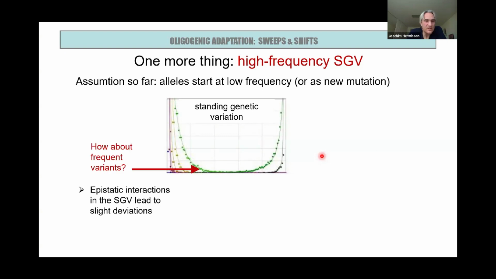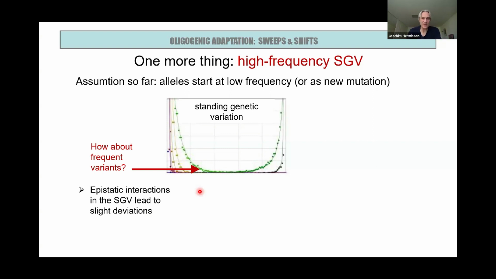So, for various loci as depicted here. But of course, how about frequent variants? There could be some that do not start very rare, but are already relatively frequent in the standing genetic variation. So this is allele frequency here on the x-axis. And here these guys would all be rare, but here it could be a little bit more frequent. In this case, epistatic interactions in the standing genetic variation do lead to slight deviations in our results. So this is all I can say. It's not too severe. We will see this in the results at one point or so.